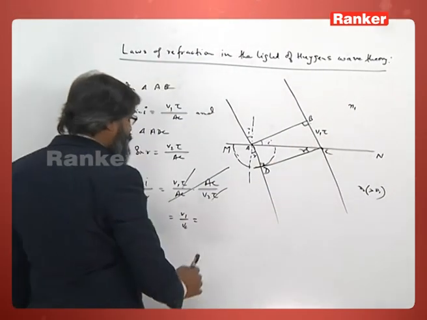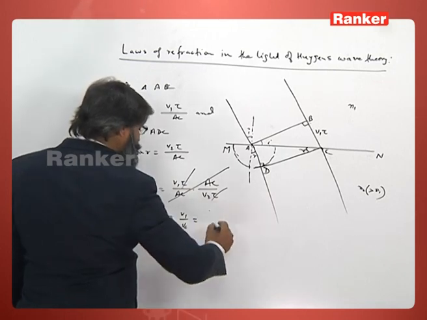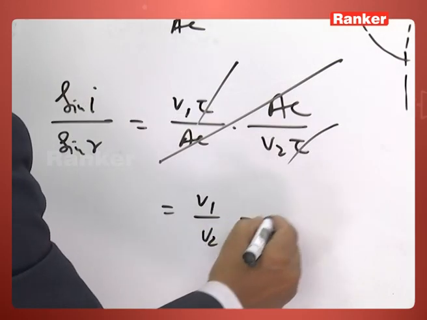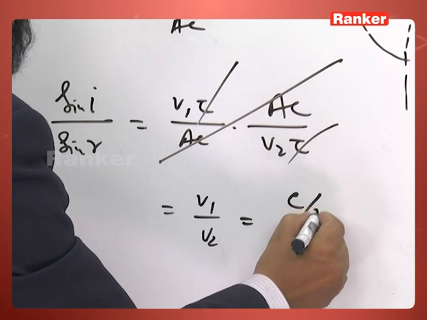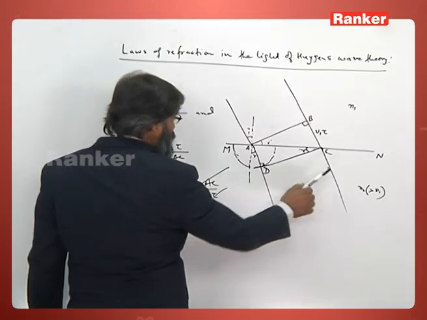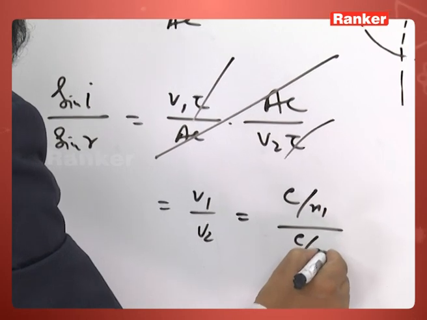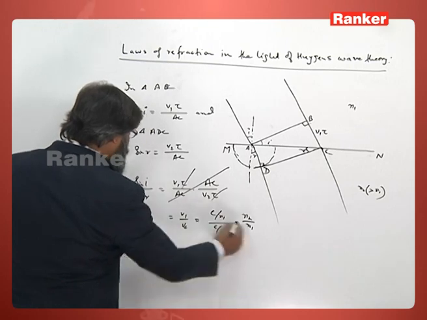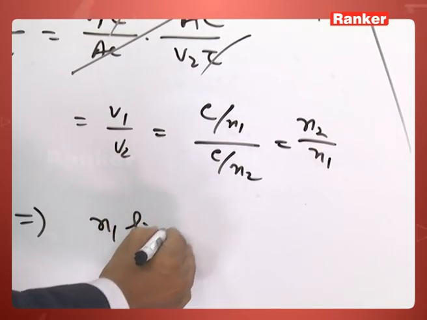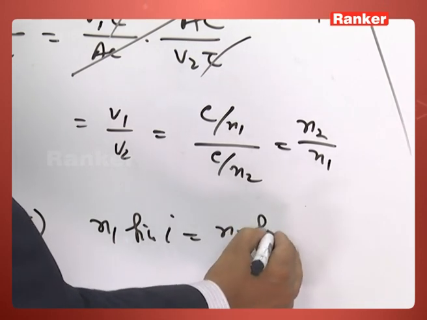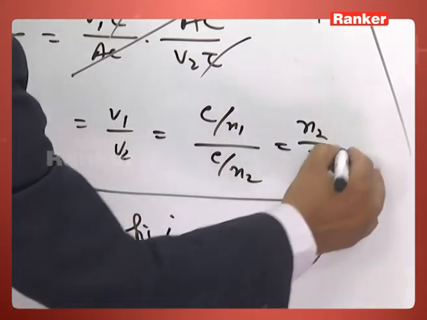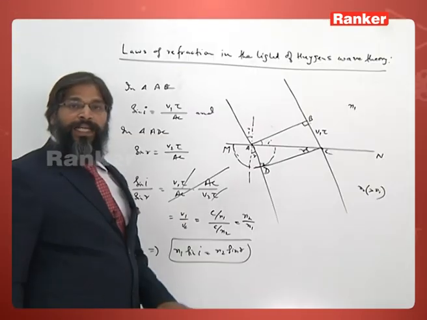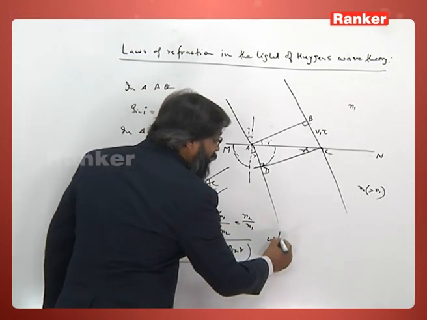Velocity of light in the first medium is given by C by N1, and velocity of light in the second medium is given by C by N2, so that gives N2 by N1. Further we can write it as N1 sin I is N2 sin R, or simply mu is equal to sin I by sin R, or N1 sin I is equal to N2 sin R, which is Snell's law.